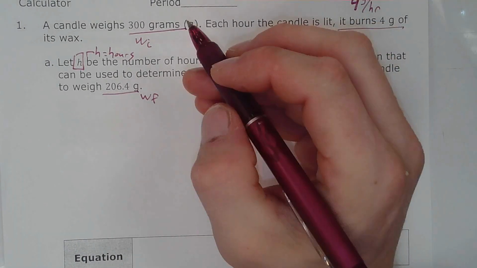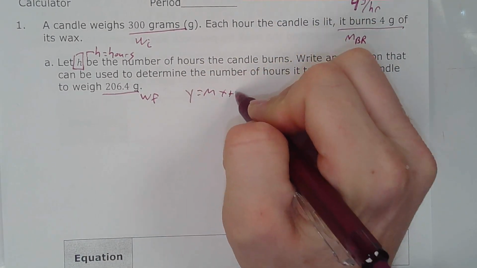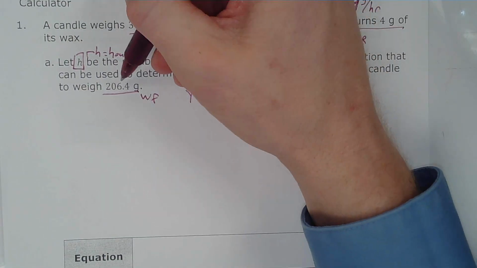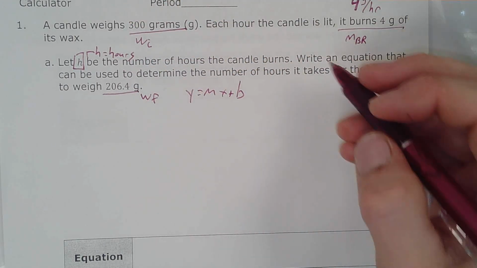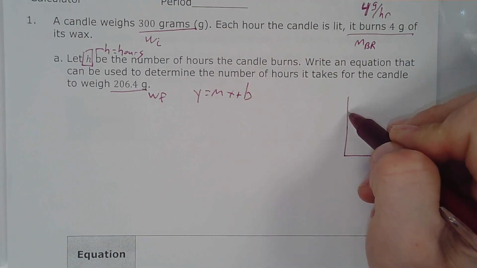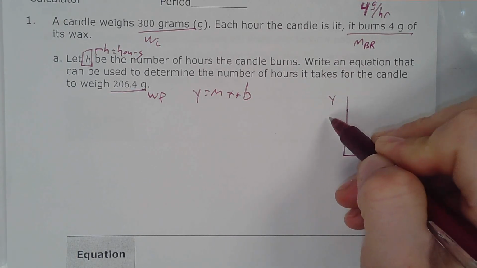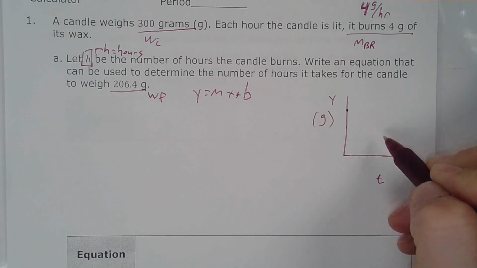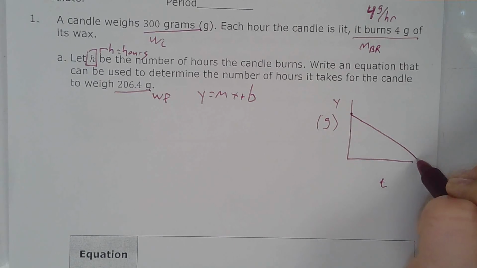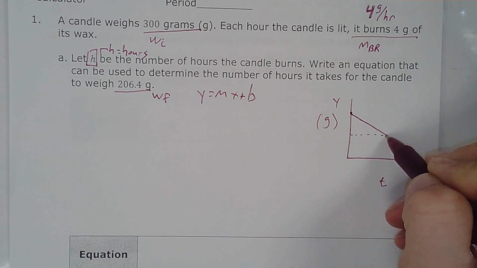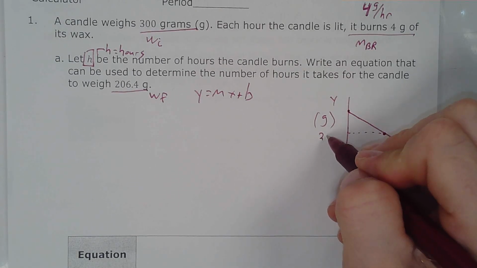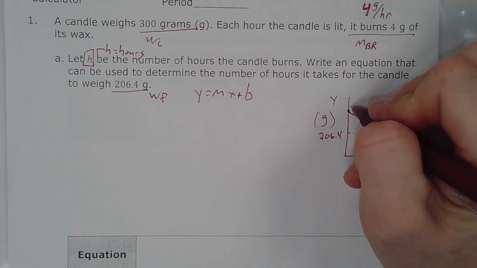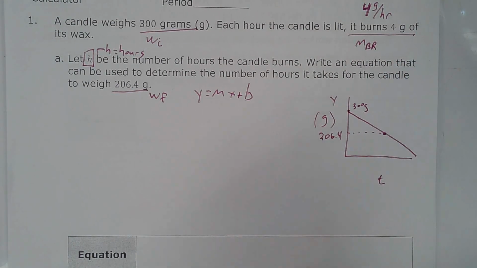Okay, so in a standard y equals mx plus b format, our final weight is going to be right here. It's going to be our y value. So if we had a table, this is going to be the grams of our candle, and this is going to be time. Our final weight is around here somewhere, 206.4 grams. And it starts at our initial weight of 300 grams.